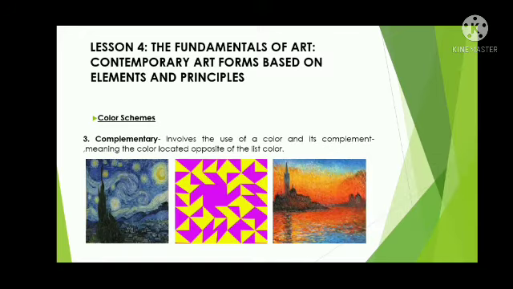Next, we have Complementary. So it involves the use of a color and its complement, meaning the color located opposite of the least color that we can find in our color wheel. So how do we make complementary colors? So the complement of any primary color can be made by combining the two other primary colors. So for example, to achieve the complement of yellow as a primary color, one could combine red and blue. The result would be a purple, which appears directly across from yellow on the color wheel.